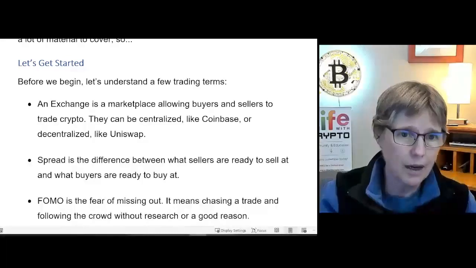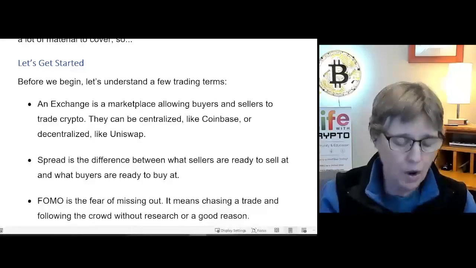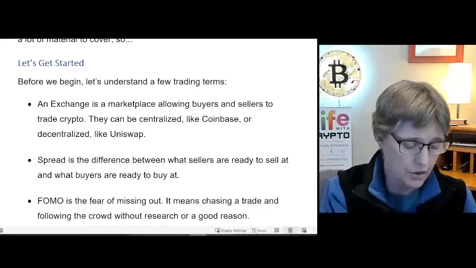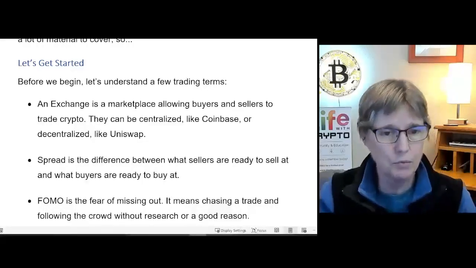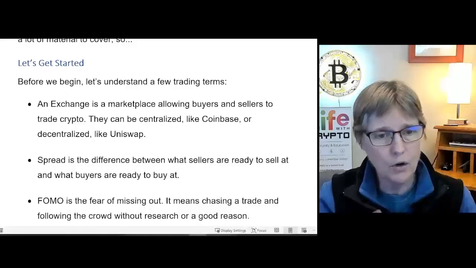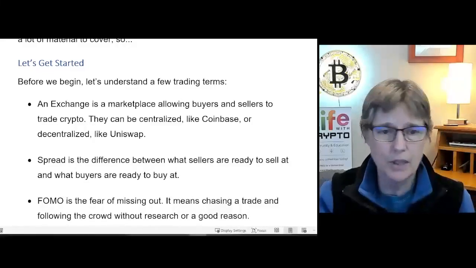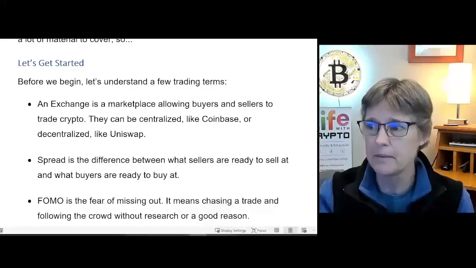On a decentralized exchange like Uniswap, they're much more complicated to use than a centralized exchange, but you are 100% in charge of your money and you're in charge of whether you lose it or not. So I'm not going to go into any more detail on those kinds of exchanges. If you have questions, feel free to ask me.